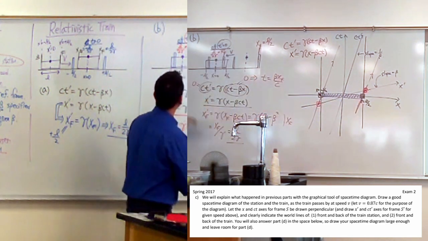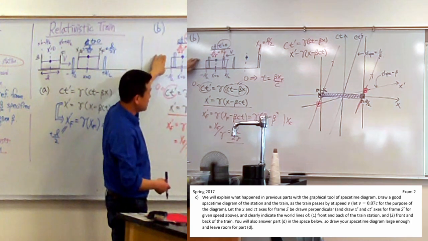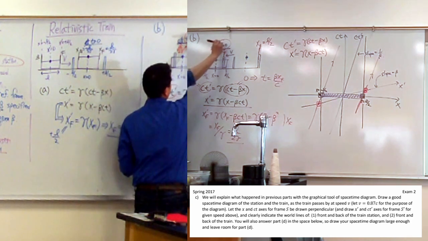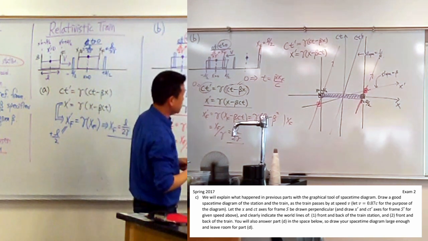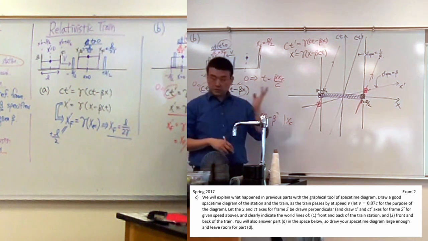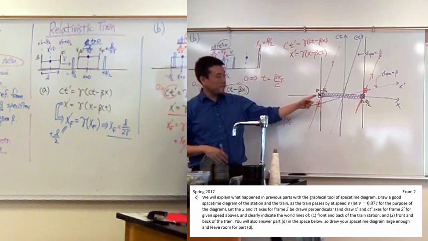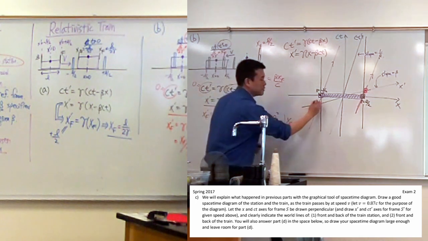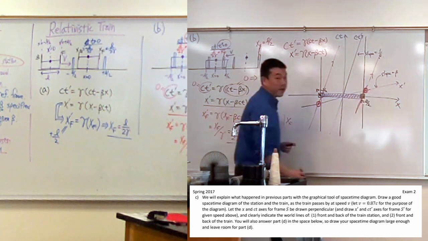Now, what the train guy, not the station guy, observes is t prime equal to 0. And that's what makes all the difference. So instead of measuring the position at t equals 0, at t prime equals 0, okay, this is where the back and the front of the train is.